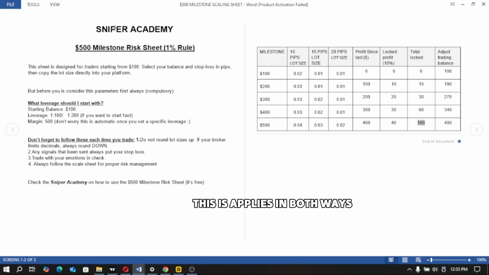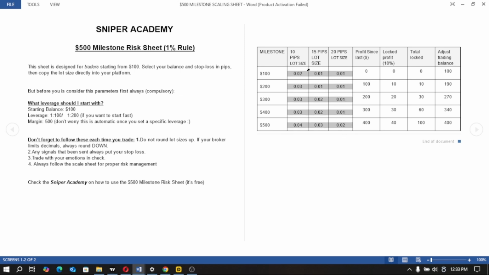So guys, this is how to use the $500 milestone risk sheet. If you follow it properly, you should be able to grow your account. And please keep this in mind that risk management is very key. That is why this risk scale sheet is here for you. Always follow these rules. You see what I'm highlighting?